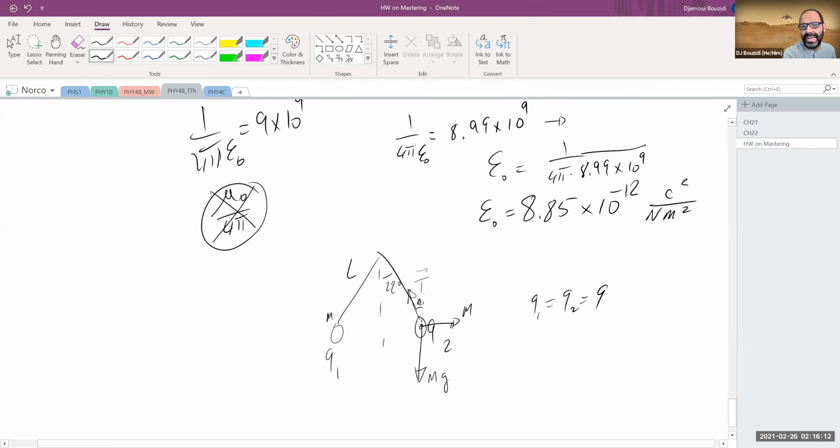And also T times sine of 22 degrees is equal to this force, which is 1 over 4 pi epsilon naught times Q squared, because the two charges are the same, divided by this distance squared. So you need to find this distance. Again, they give you L. You can find it using sine of 22 degrees times L, and that gives you half of it, multiplied by 2. Don't forget the 2, otherwise you're going to get something wrong. And now you have all of this, and from here you can determine Q. You can determine everything on this problem.